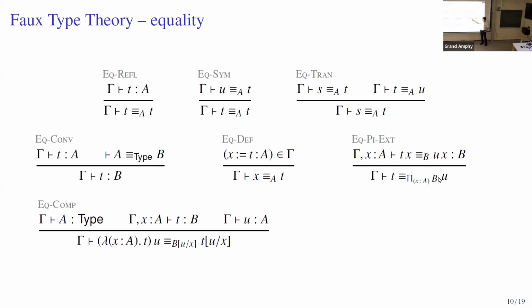So here's the rule. Suppose we're trying to compare t and u, and we see that they are of a product type, so they're functions. Then to compare them, you just apply them to a fresh variable, and you repeat the comparison. And oh, there shouldn't be a b here.